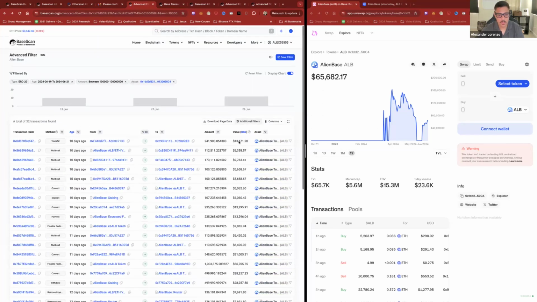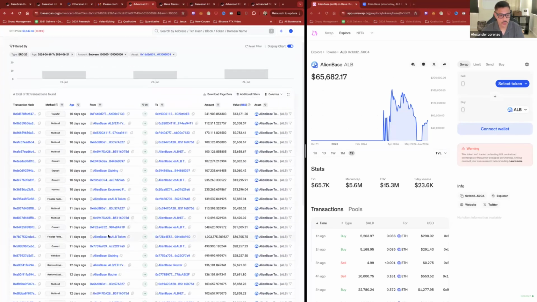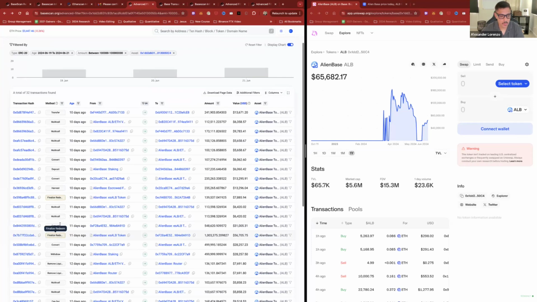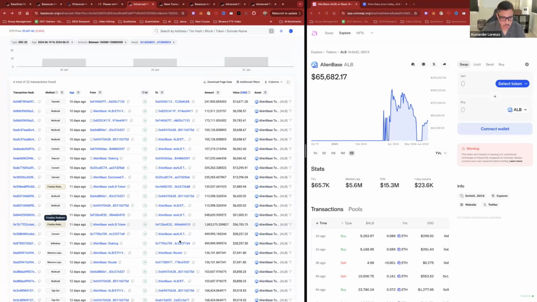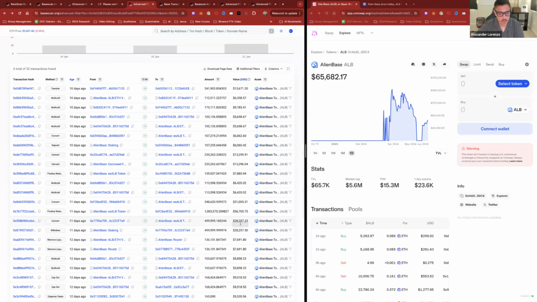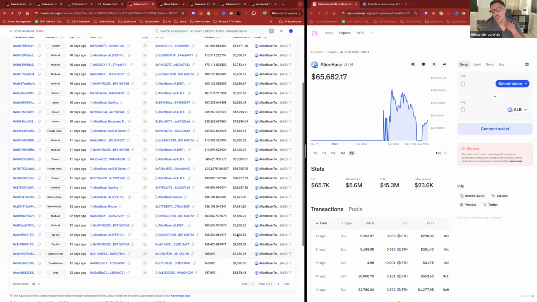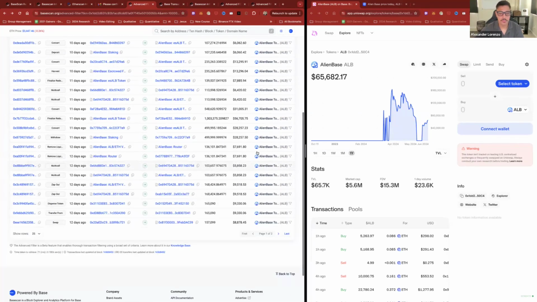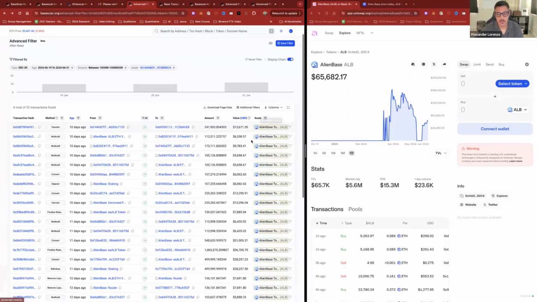It's only 7,000. I'm looking for the meaningful transactions like this. Finalize redeem. What is a finalize redeem? Right here, convert. These are the meaningful transactions here. 56,000 convert. It should show some add liquidity. You know what it is? This is only alien-based token. That's why. This is only alien-based.